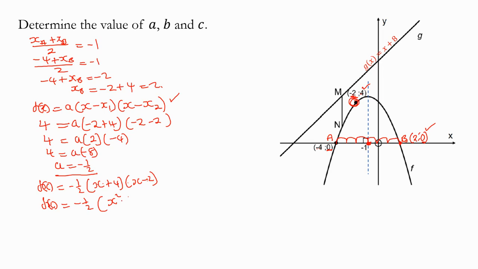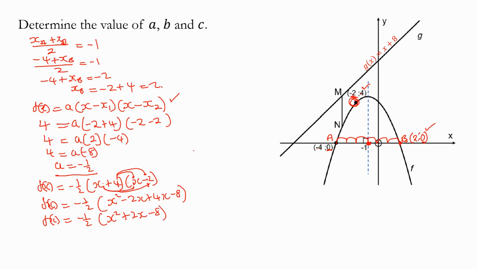X times -2, -2x. 4 times x. Okay, I'm distributing the 4 now. This is how we distribute it. You can use your FOIL method, right? And then plus 4x, then minus 8. See that? Okay, now we can remove the bracket, or let's simplify this. They're like terms here. So f of x is equal to -1/2, then x squared plus 2x minus 8.